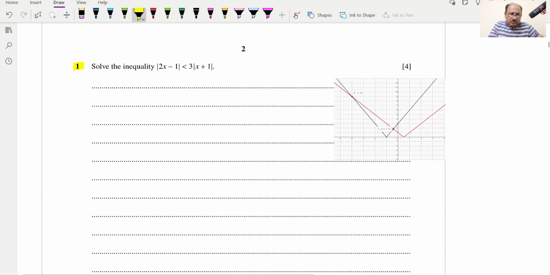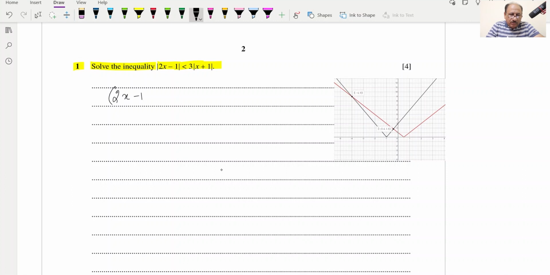Question number 1 says solve the inequality, and this modulus function is provided. This is not part of the question paper. I have just inserted it for your explanation. I'll explain in a while. So what we can do, we can take the square of the mod function.